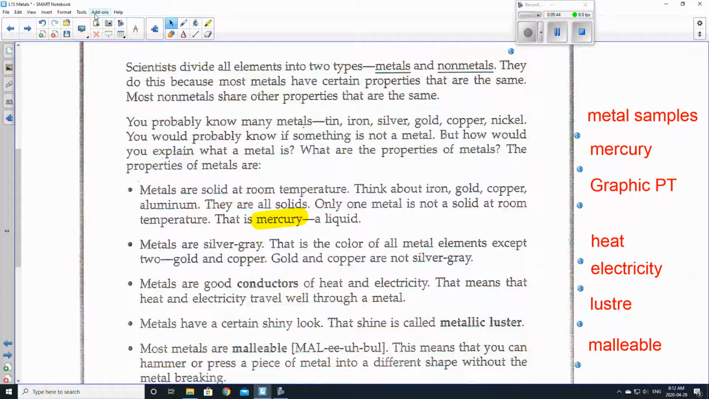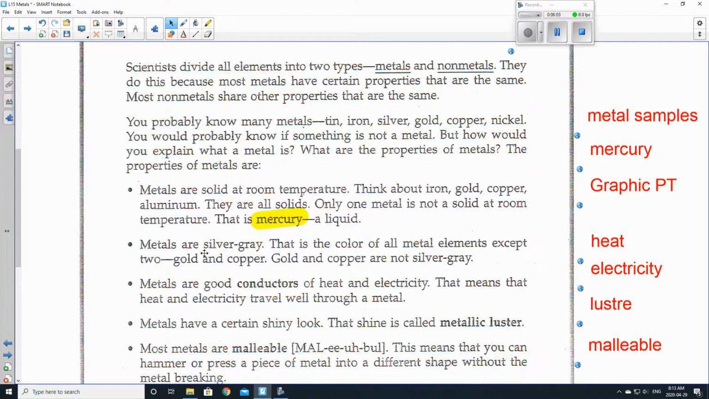You're going to have to remember that and be able to recognize and pick out mercury out of all the different metals. If I were to name iron, copper, gold, aluminum, and mercury, you'd have to be able to pick out that mercury is the only one that is not solid. That is a liquid.